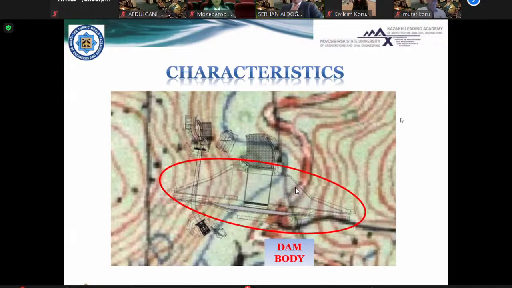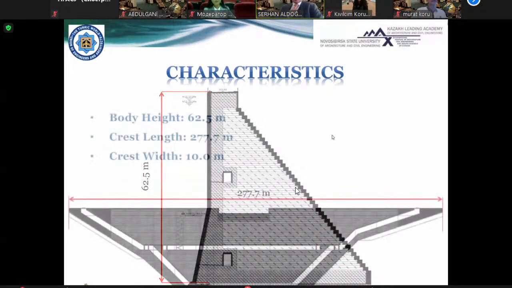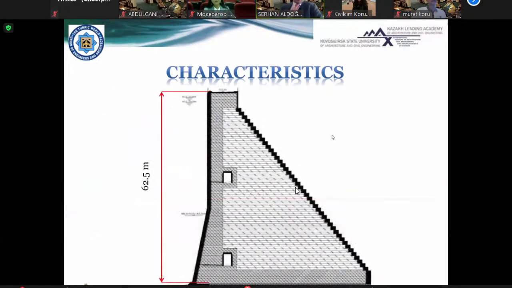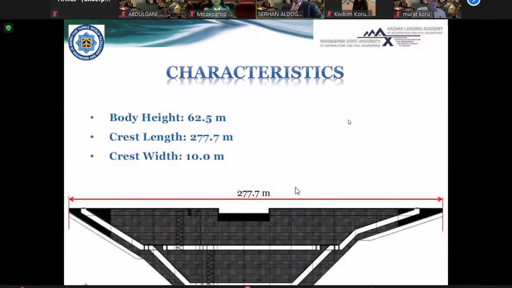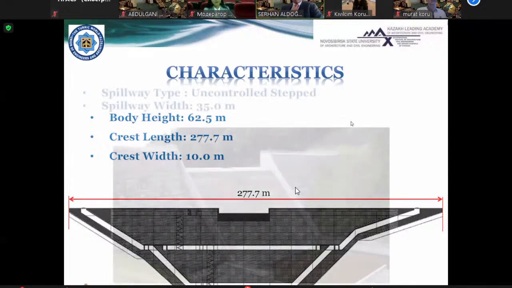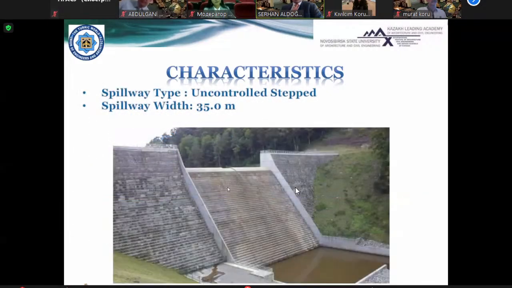You are seeing the dam body here, which is 62 meters in height. The crest length is 277 meters, and the crest width is 10 meters. What's good about this project is the stepped spillway. It's an uncontrolled stepped spillway, which is a good energy dissipator for the spillway and floods.